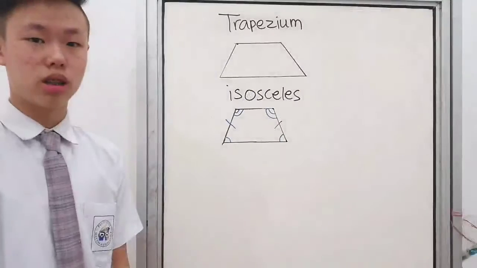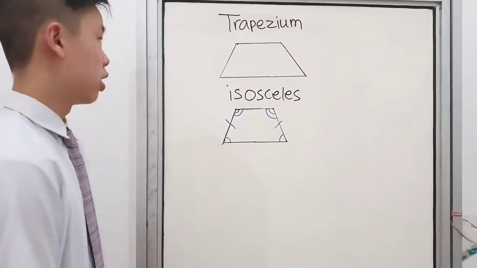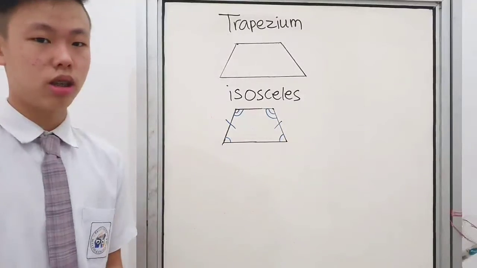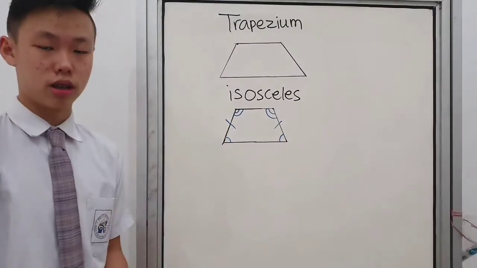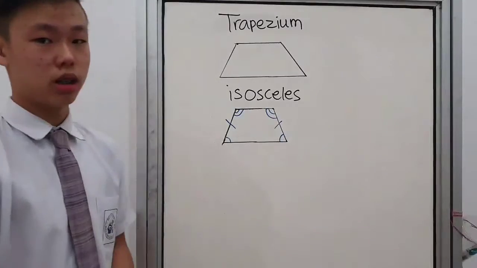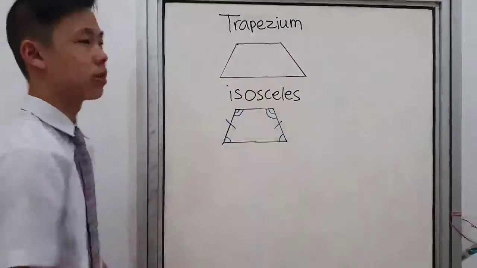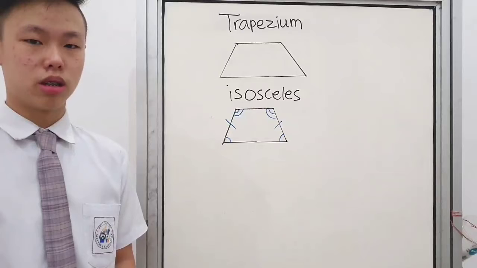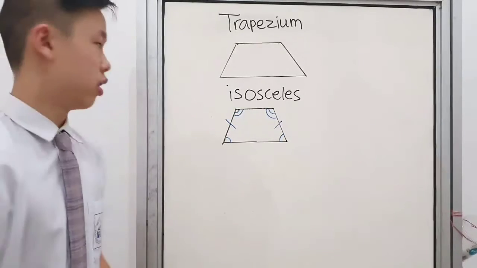So the last quadrilateral is the trapezium. In a trapezium, all the sides have different lengths and all the angles are different, but a trapezium has one pair of parallel sides, this and this, then one rotational symmetry but no line of symmetry.